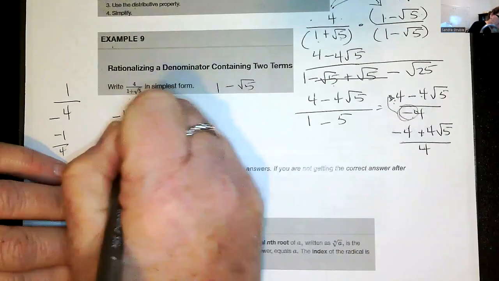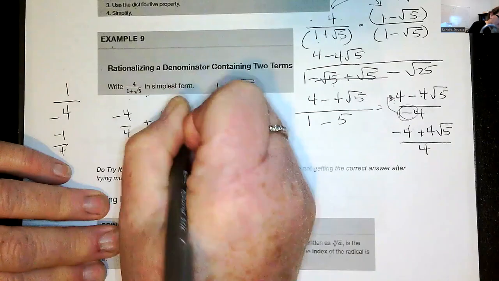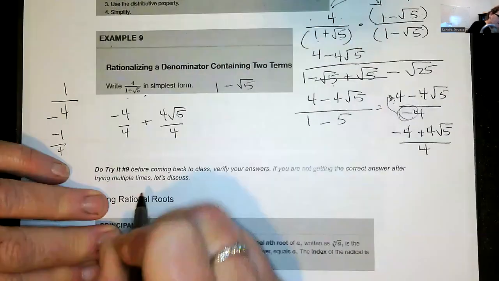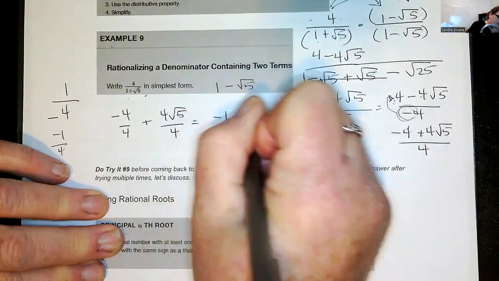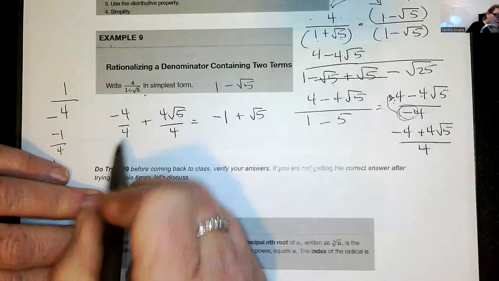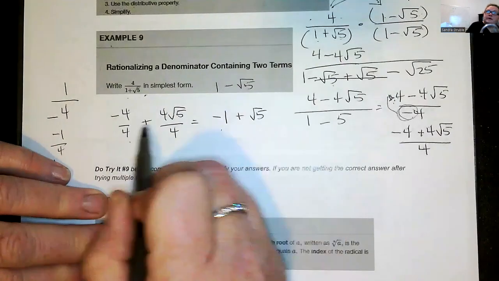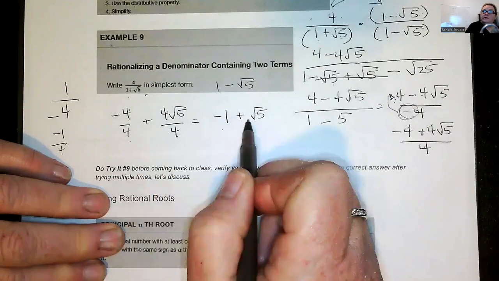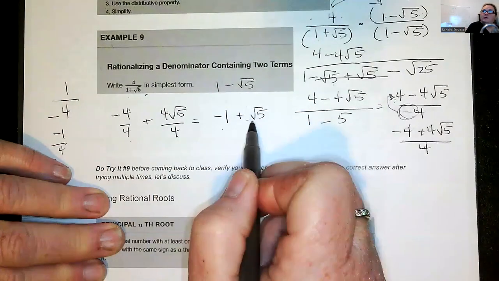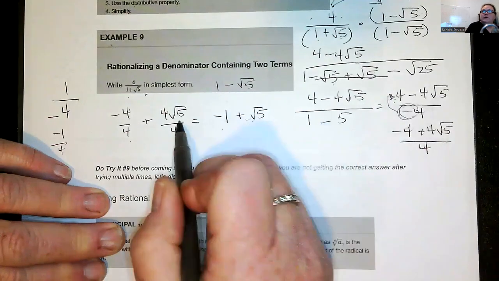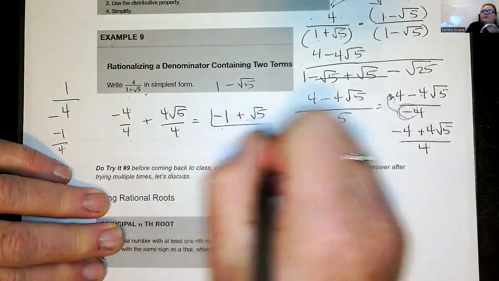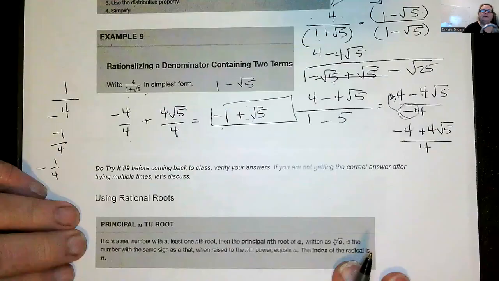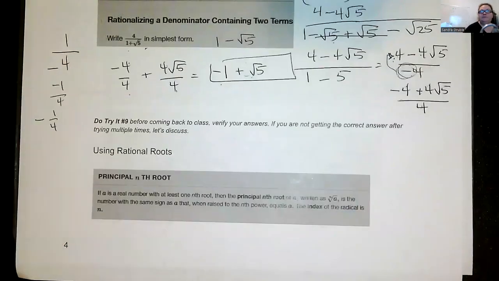Negative 4 over 4 plus 4 square root of 5 over 4 becomes negative 1 plus the square root of 5. 4 divided by 4 is 1, and it's negative, plus 4 divided by 4 is 1, which, anytime there's no number in front of the radical, it's an assumed 1, and then square root of 5. So this is our final answer. Okay. All right, next one.